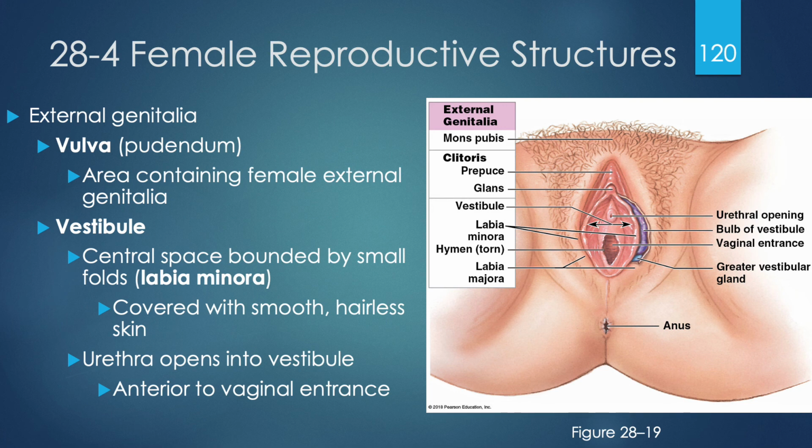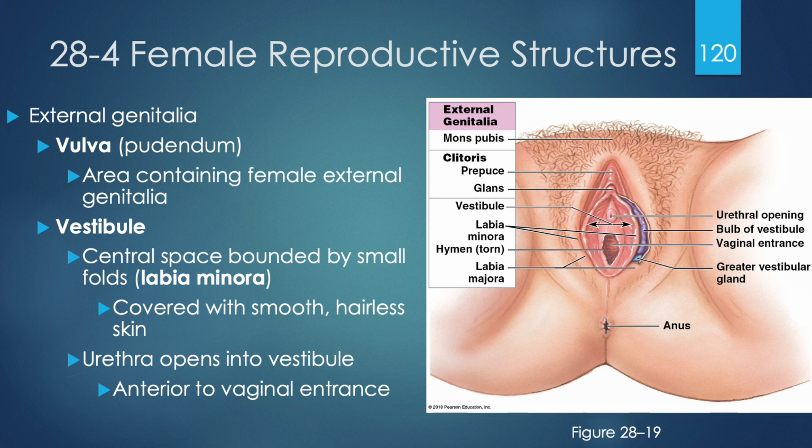Looking at the external genitalia, the largest structure you'll see is the vulva or pudendum, and this is the area that contains the female external genitalia. Then there is the vestibule, and the vestibule is that central location that is bound by small folds, which are called the labia minora, or small lips, as opposed to labia majora, which are big lips. And the labia minora and vestibule are covered with smooth, hairless skin.